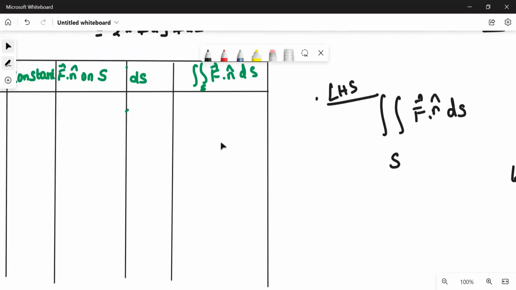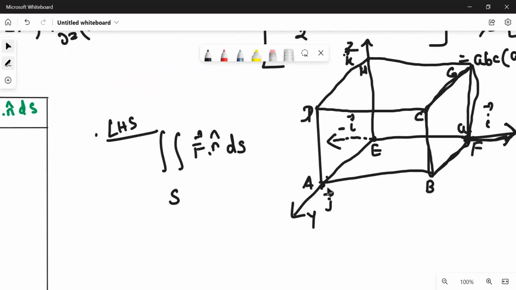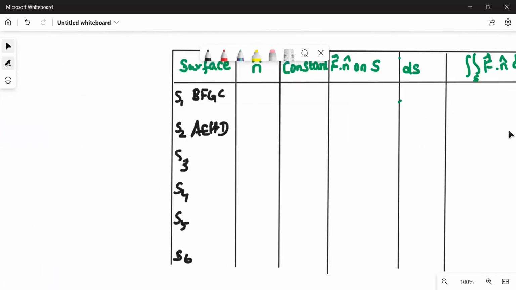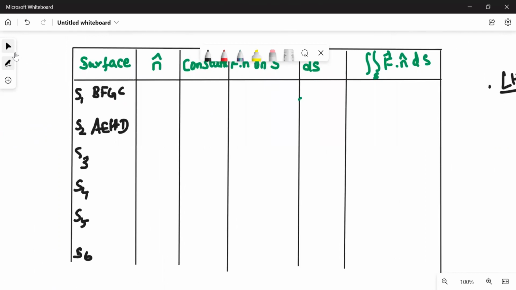The surface which is there in the y-axis. What is the surface in y-axis? ABCD. And passing through y is equal to 0 is EFGH. Okay. And corresponding to the z-axis, it is DCGH, and the lower part is ABFE, which corresponds to the axis Z. So corresponding to axis Y is surface S3, that is A, B, C, D.